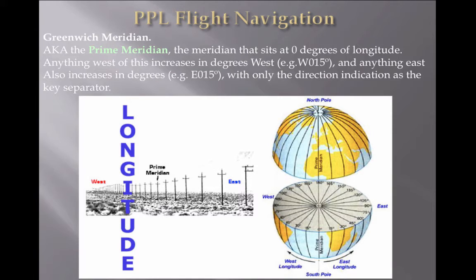The prime meridian runs through Greenwich, which is why it's called the Greenwich Meridian in the UK, but we will refer to it mostly as the prime meridian going forward. There is also an anti-meridian, which is the complete opposite of the prime meridian and sits at 180 degrees on the opposite side of the Earth to Greenwich.